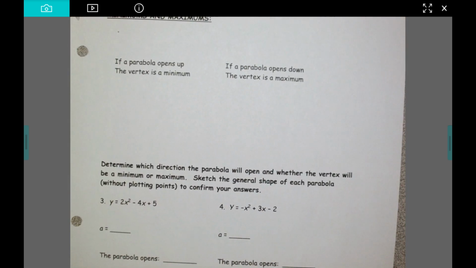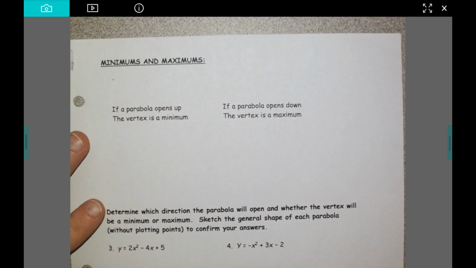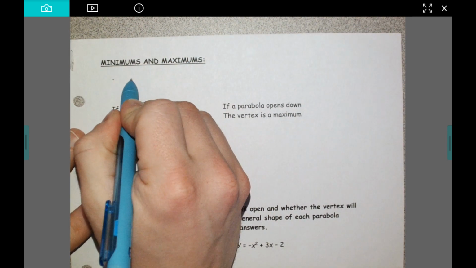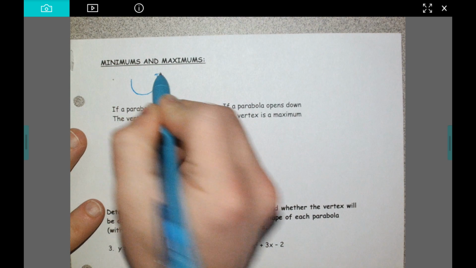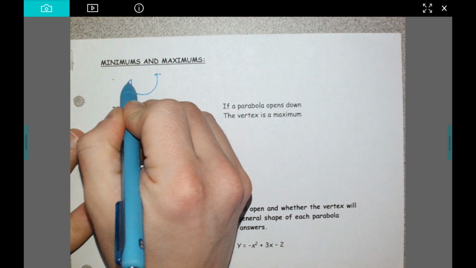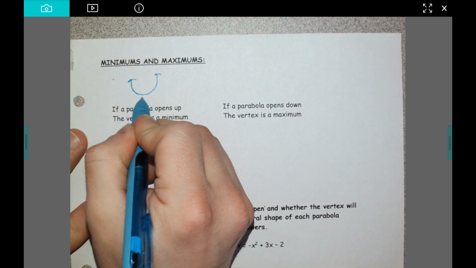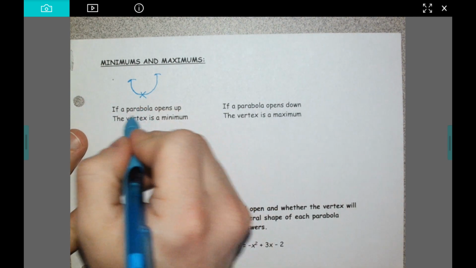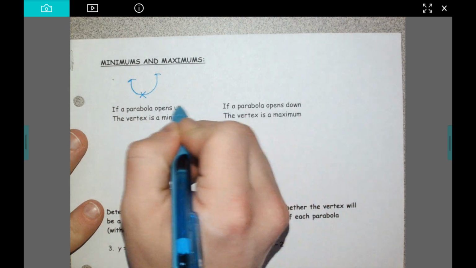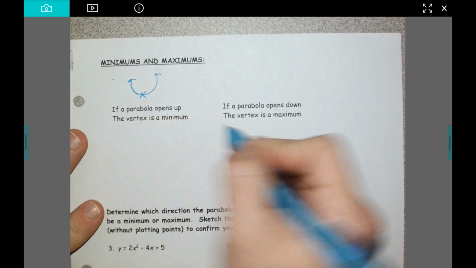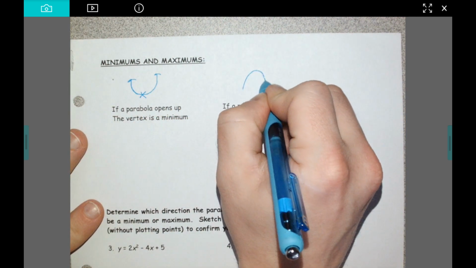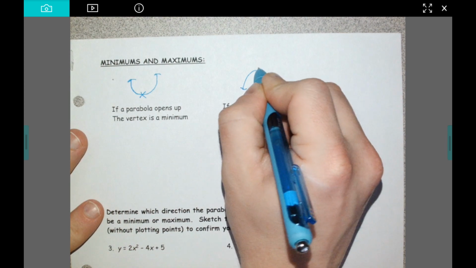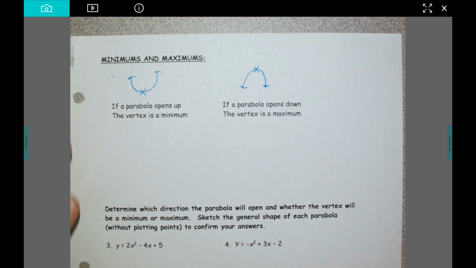So more specifically for mins and maxes, let's say we open up like this. Okay, you look at it, we would have a low point right here. So that low point is going to be my minimum. On the other hand, if it opens down, we have a high point, so we go ahead and call that high point our maximum.